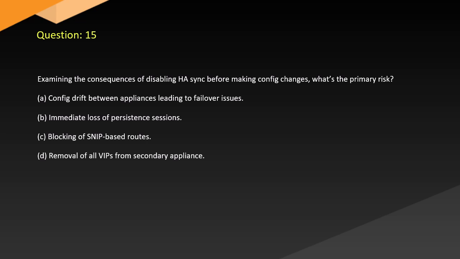Question 15. Examining the consequences of disabling HA sync before making config changes, what's the primary risk? A. Config drift between appliances leading to failover issues. B. Immediate loss of persistent sessions. C. Blocking of SNIP-based routes. D. Removal of all VIPs from secondary appliance.